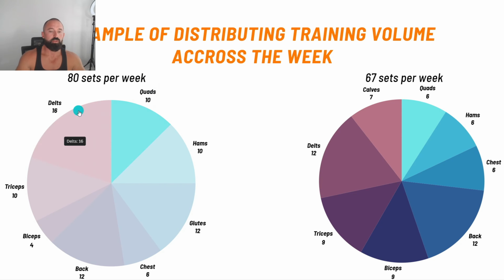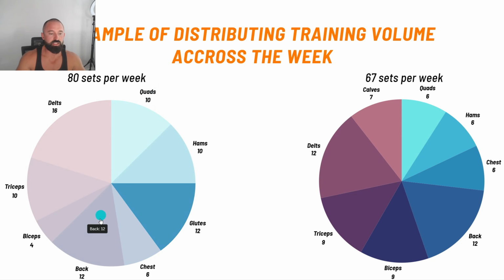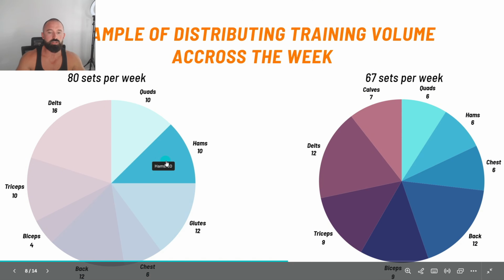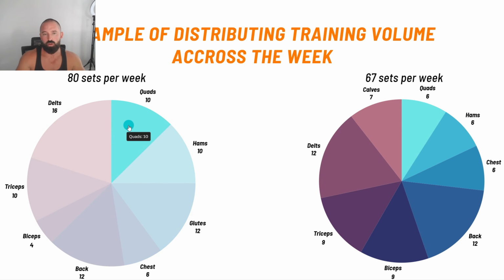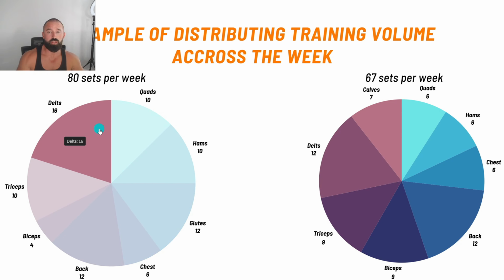If we look at the distribution here, it's heavily towards the back, the glutes, the lower body, and the delts, which gives you a little bit of an indication that it could be someone who's looking for that bikini body type development.